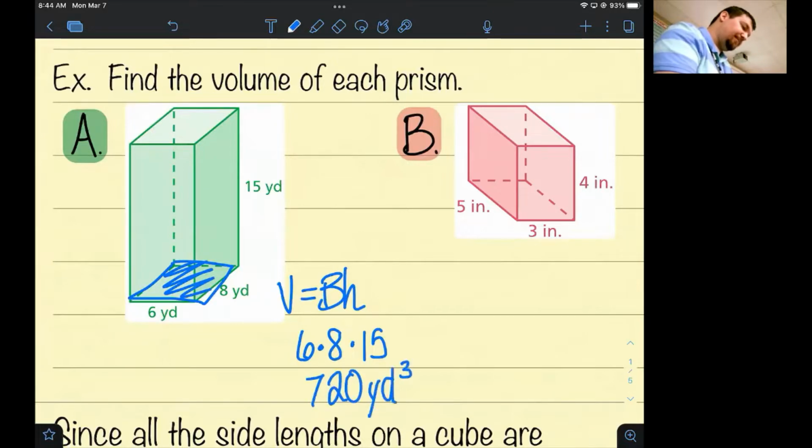Nice job. That's it. It's not find the area of one side and double it, find the area of the other side and double it, and find the area of the other side and double it. It's just find the area of one side and times by the height.